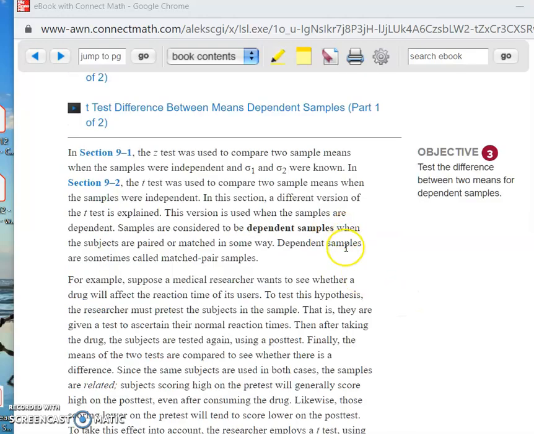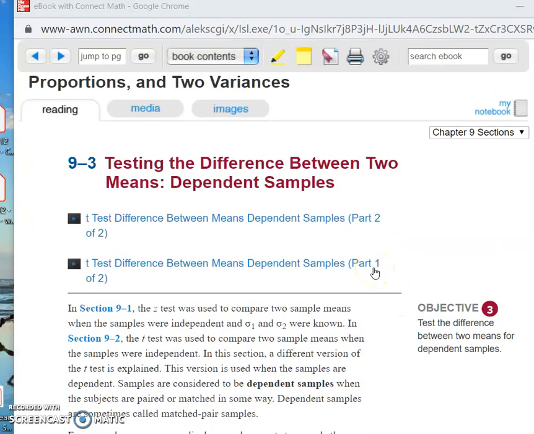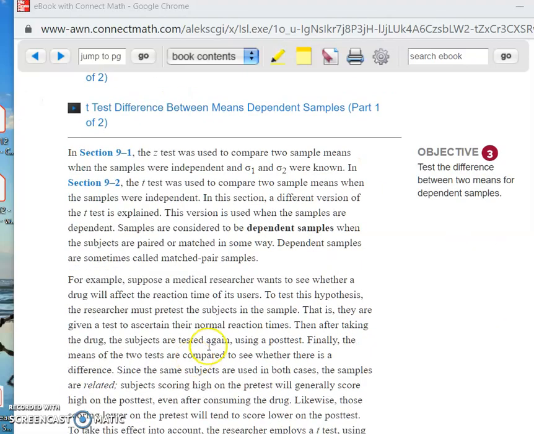Okay, so I just think this is a great author. He always tries to recap, tries to summarize where we are in the very beginning here. So that's what he's doing right here at the beginning of section 9.3. In 9.1 we use the z-test. 9.2 we use the t-test. But the t-test in 9.2 was assuming that the samples were independent. Now we're going to use the situation when the samples are dependent.